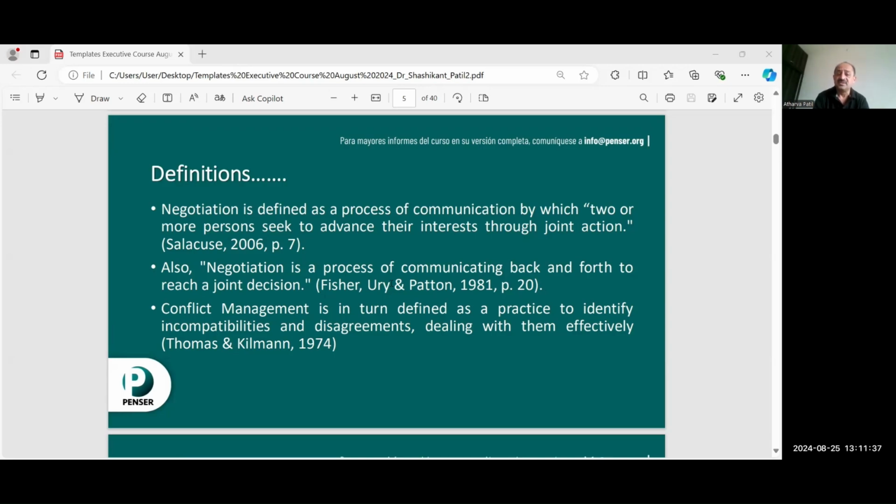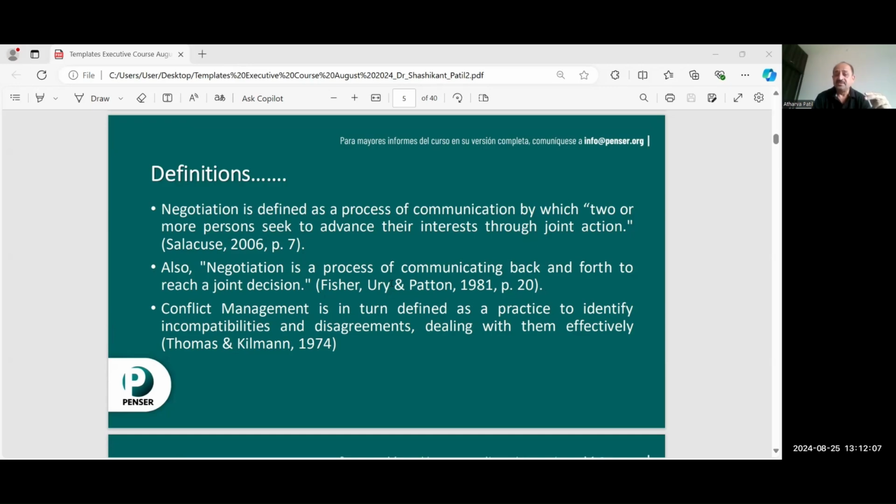Also, negotiation is a process of communicating back and forth to reach a joint decision. You have to mutually take the decision. And this definition was given by Fisher, Ury, and Patton in 1981. So there are many definitions of negotiation, but these are some of the very important ones, and they are very relevant to our negotiation and conflict resolution course.